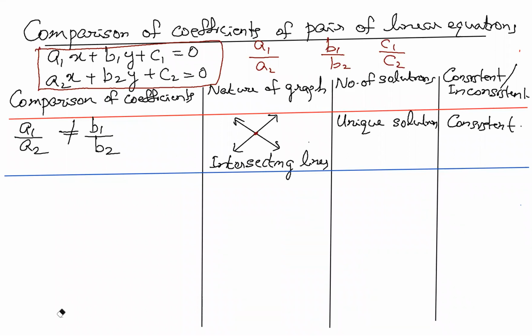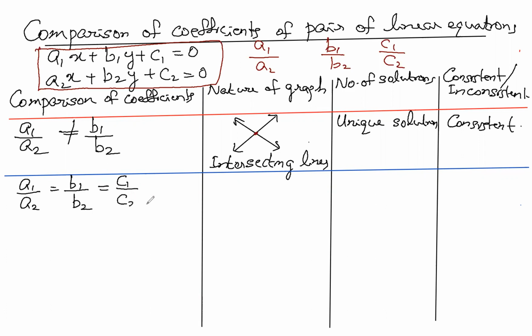So, comparison of coefficients of a pair of linear equations: A1x plus B1y plus C1 equal to 0, A2x plus B2y plus C2 equal to 0. If A1 by A2, B1 by B2, C1 by C2, this is the clear comparison. Next comparison is like this. If A1 by A2 is equal to B1 by B2, which is not equal to C1 by C2.